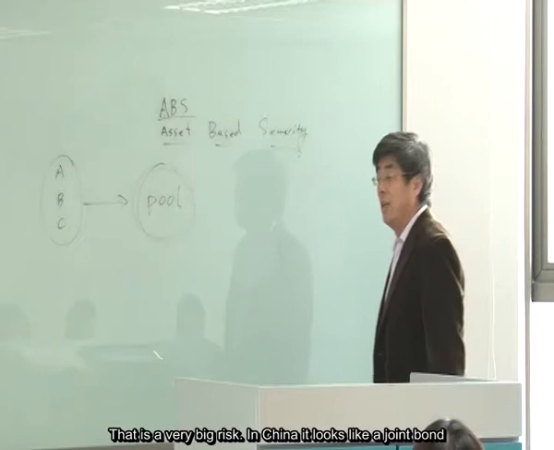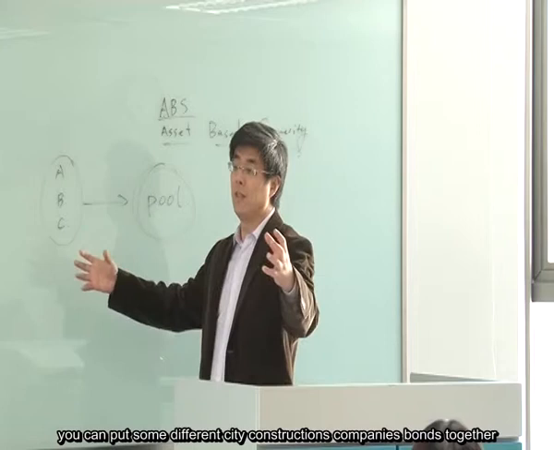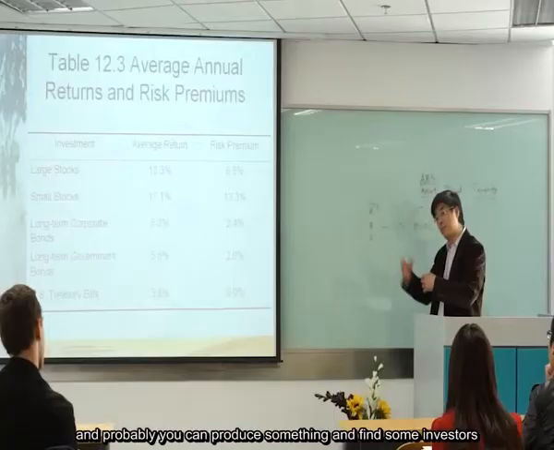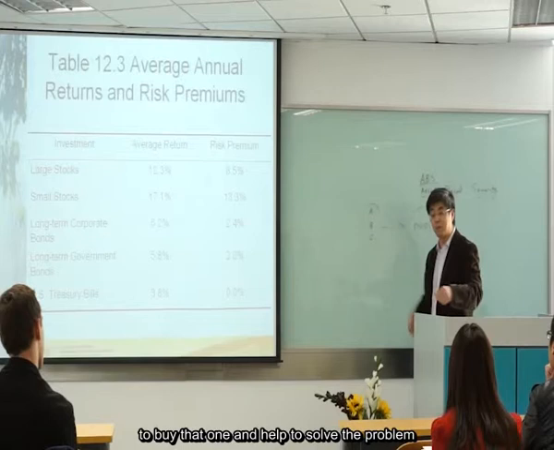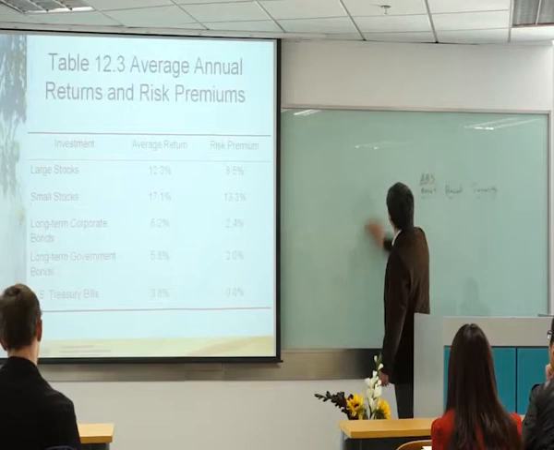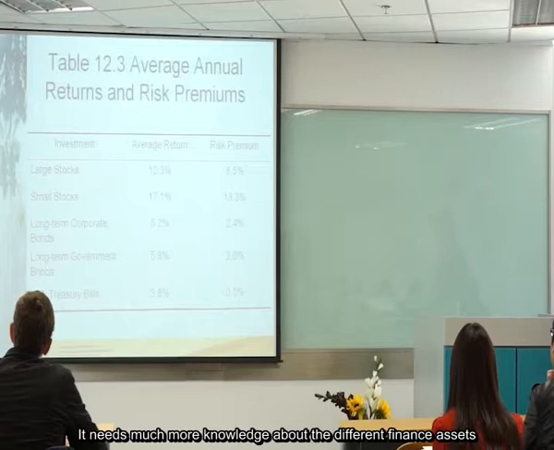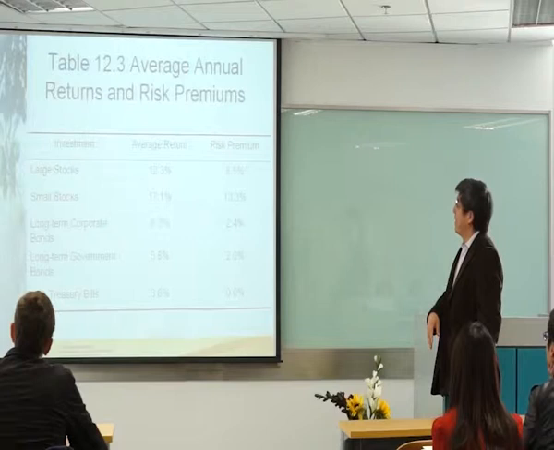So there are some discussions here. You can put some different city bonds, construction companies bond together, and probably you can produce something and find some investors to buy that one and help solve the problem. Probably it's hard to understand here. It needs much more knowledge about the different finance assets. But that's where the innovation comes from.